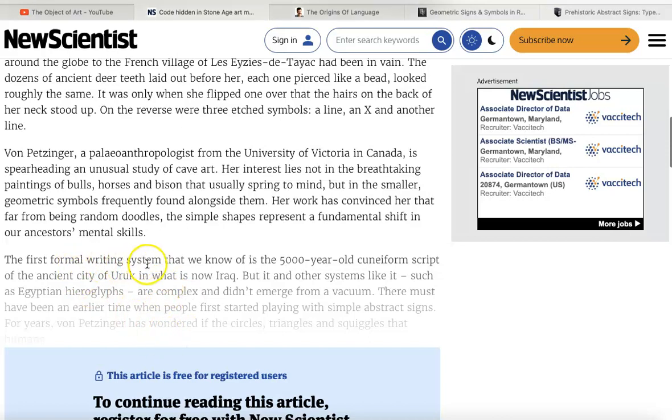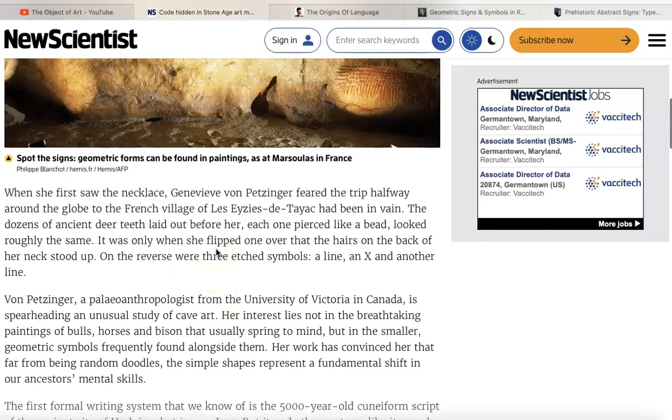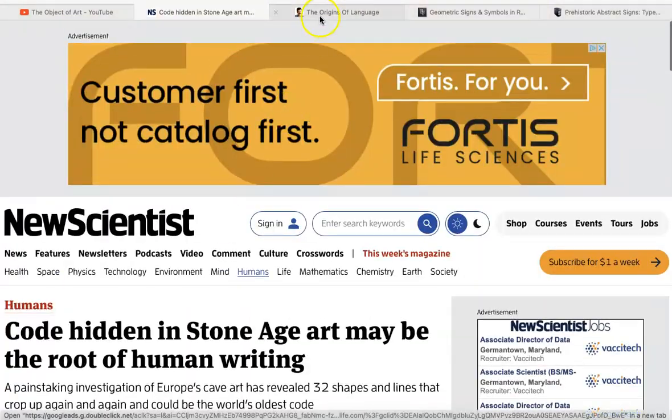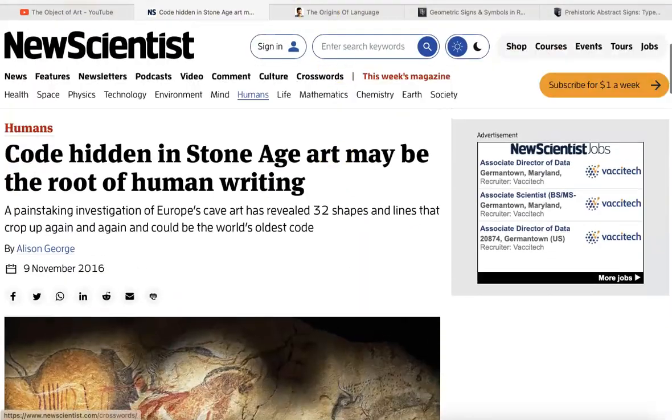The first formal writing system that we know of is the 5,000-year-old cuneiform script of the ancient city of Uruk in what is now Iraq. But it, and other systems like it, such as Egyptian hieroglyphs, are complex and didn't emerge from a vacuum. There must have been an earlier time when people first started playing with the simple abstract signs. Okay, that's it. Now, there's more. I have other links that kind of buttress this.